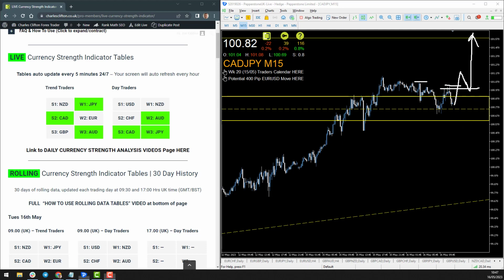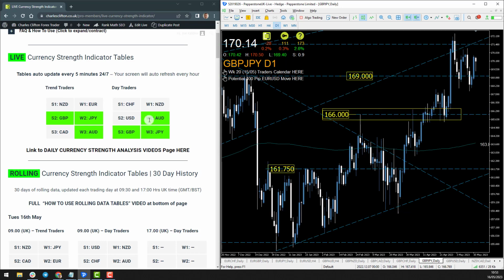So that's what I'm going to be looking for there on CAD yen. As we can see, I've flipped over to the pound yen chart now because we've actually seen a bit of a turn here in the table. Whilst I was just looking through that footage, pound yen has now come onto the tables as well.